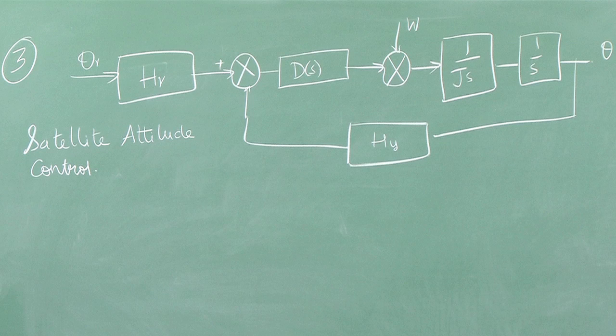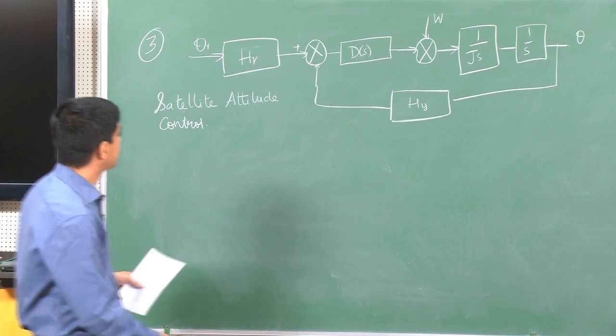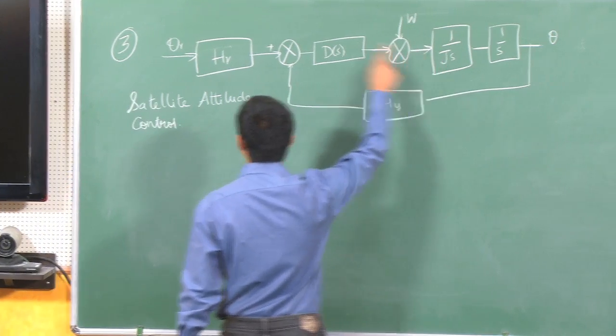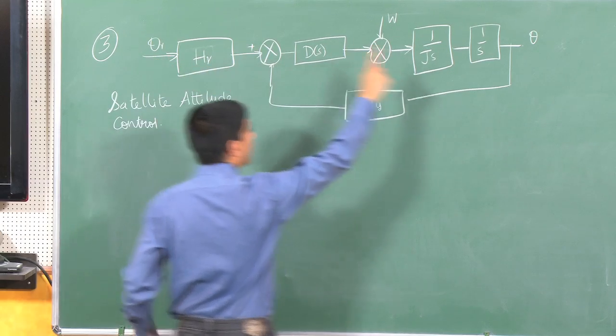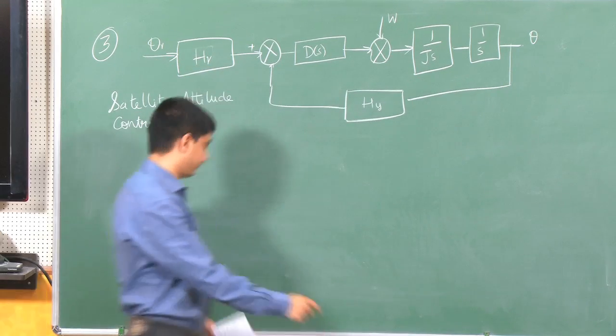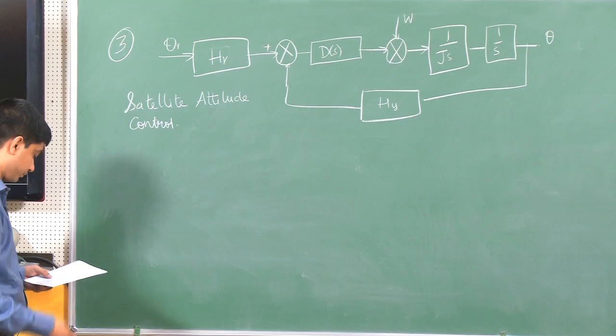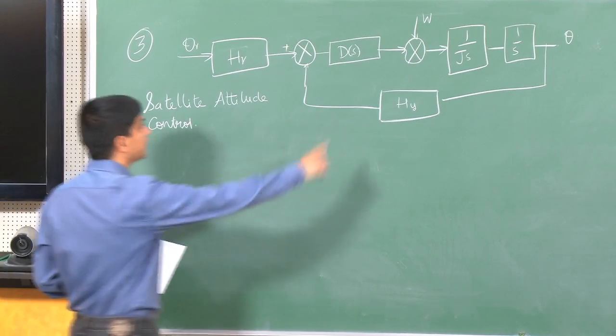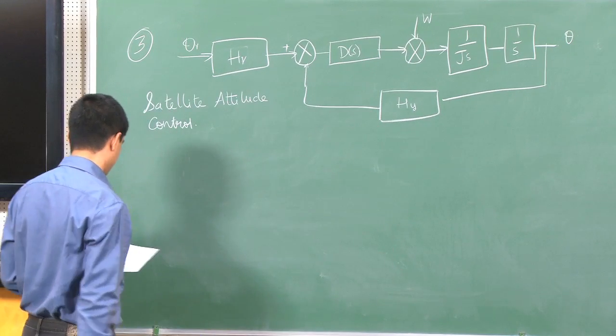Okay, so in the third and the last problem, we deal with again a very simple model of a satellite attitude control. So, with J being the moment of inertia, so you have a certain reference attitude and then you have the actual theta, right. Okay, so and then as usual W is my disturbance torque.